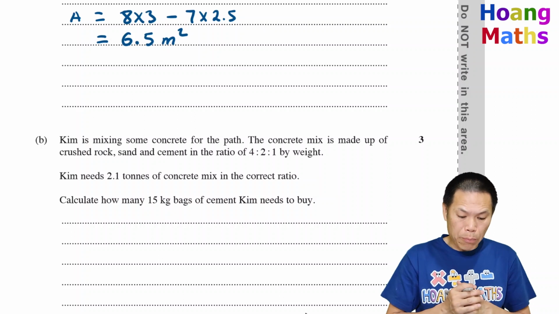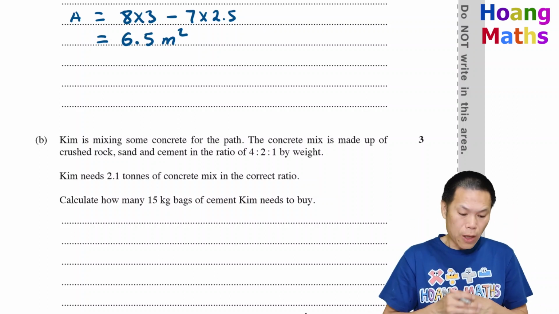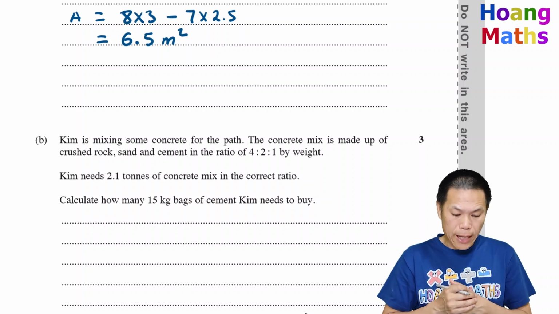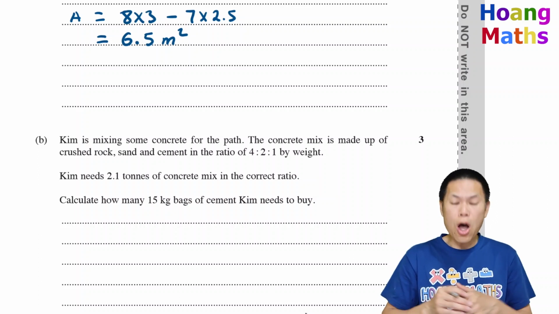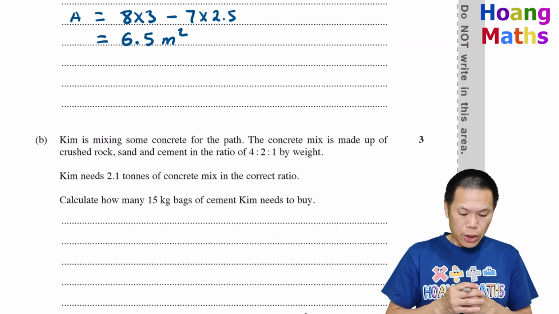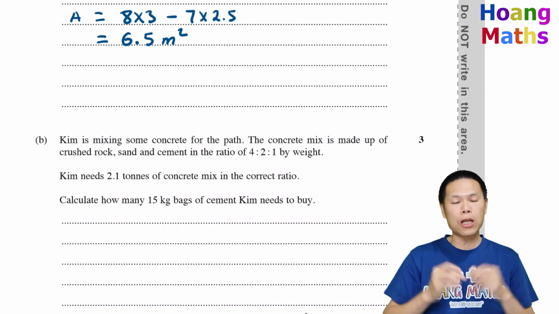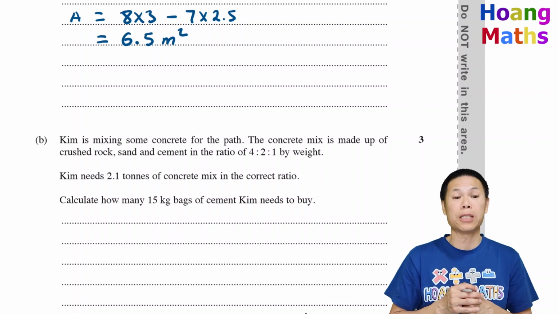Kim is mixing some concrete for the path. The concrete is made up of crushed rock, sand, and cement in the ratio of 4 to 2 to 1 by weight. Kim needs 2.1 tons of concrete mix in the concrete ratio. Calculate how many 15 kilogram bags of cement Kim needs to buy.